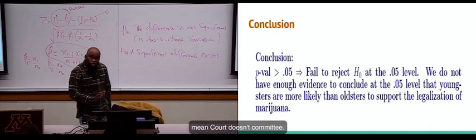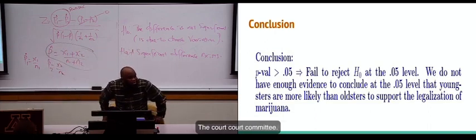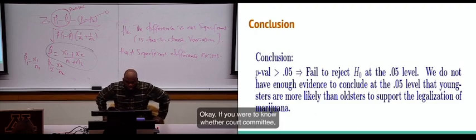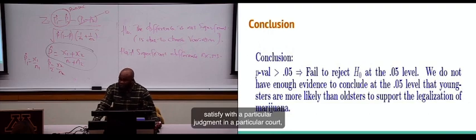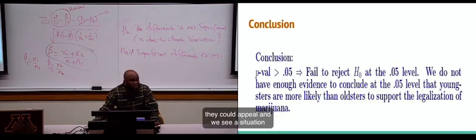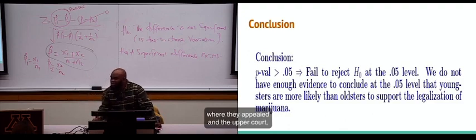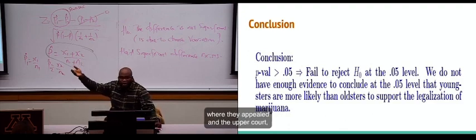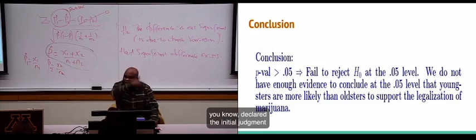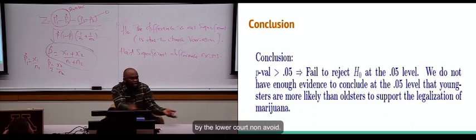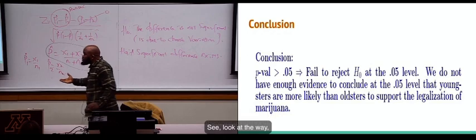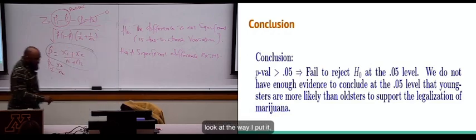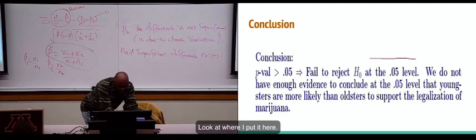And that doesn't mean the court doesn't commit error. Of course, the court commits error. If you want to know whether the court commits error, when somebody doesn't believe or is not satisfied with a particular judgment in a particular court, they could appeal. And we see situations where they appeal and the upper court declares the initial judgment by the lower court null and void. It's possible. Now, here we're going to say, okay, we fail to reject H naught. Look at the way I put it here.